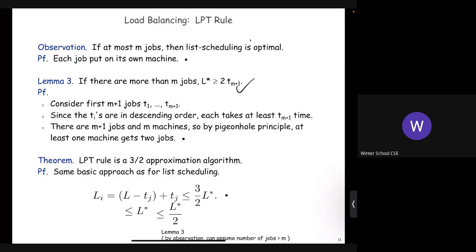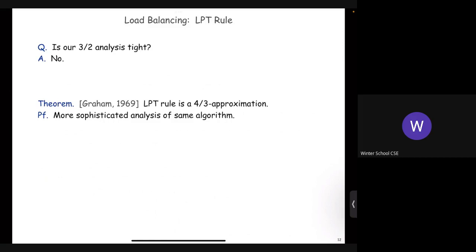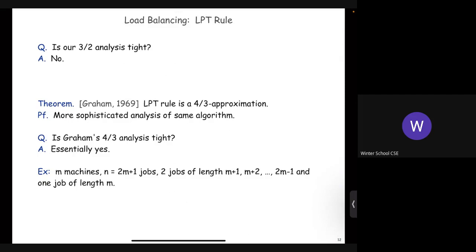Is our 3/2 analysis tight? No, it's not. There is a theorem by Graham that this rule actually gives you a 4/3 factor approximation, not 3/2. You can actually prove the 4/3 approximation, but that's a bit too complicated. I tried to read it, and you need to use much more properties. And actually the 4/3 analysis is tight. An example is there, but let's just leave it for now, okay?